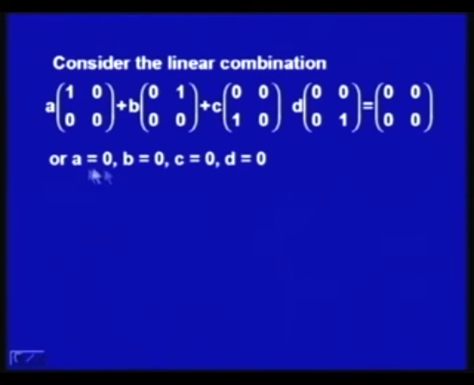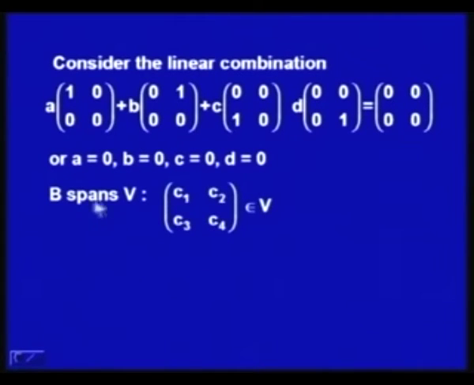We solve this, then a is equal to 0, from here b comes out to be 0, from here c comes out to be 0, and finally d is equal to 0. Now, we have to see that B spans V. So, we consider [c1 c2; c3 c4], a 2 by 2 square matrix belonging to the vector space V, then any such square matrix of order 2 can be represented as a linear combination of these 4 vectors.